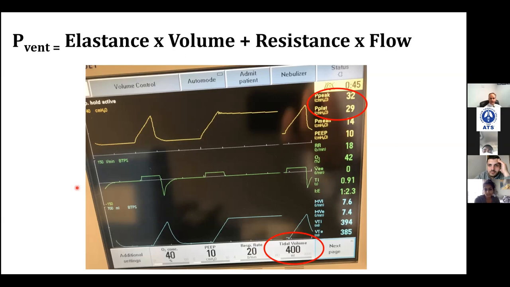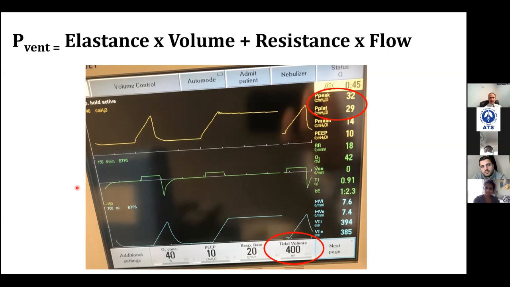Our minute ventilation. Good job. What was it before? Do you remember? Well, it was 500 cc's times 20 breaths, so about 10 liters a minute, right? What is it now? 8 liters a minute or so, right? Is that enough? Is that enough for our patient?